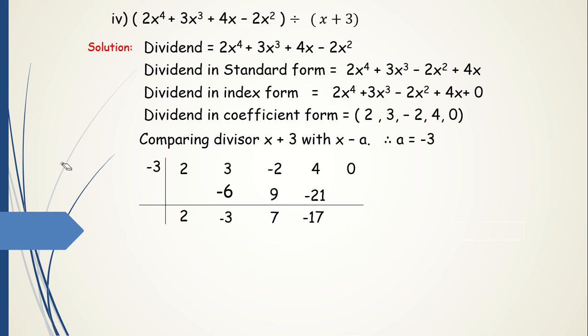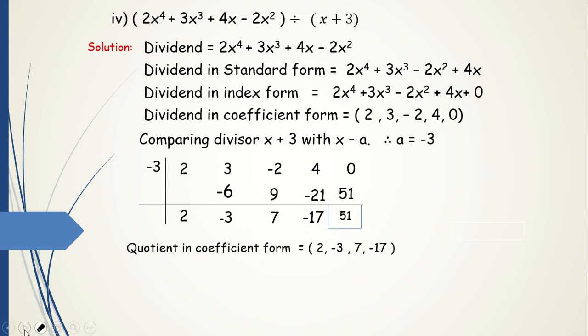And 17 3s are 51, with the signs, so that's going to be plus 51. 51 plus 0 is 51. Okay. So this is the remainder. 51 is the remainder. And the quotient in coefficient form is 2, minus 3, 7 and minus 17. 2, minus 3, 7 and minus 17 is the quotient in coefficient form.